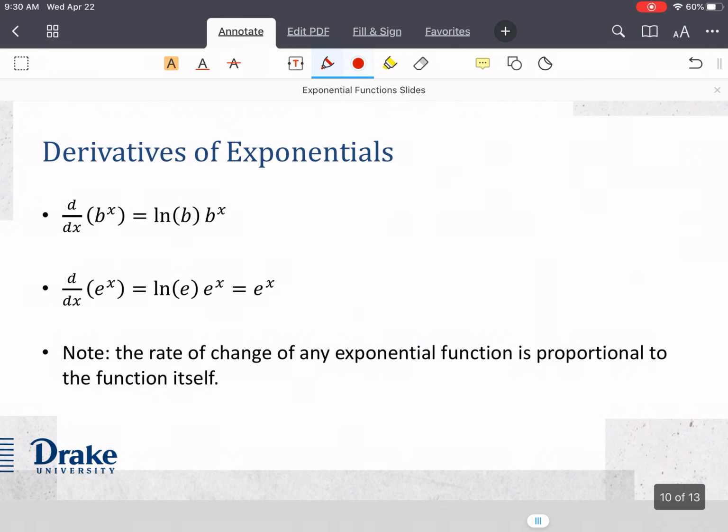So what I'm interested in next is 1, derivatives of exponentials, and 2, integrals of exponentials. In other words, the rest of the slides will be about the calculus of exponentials.